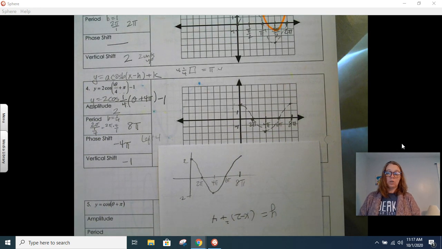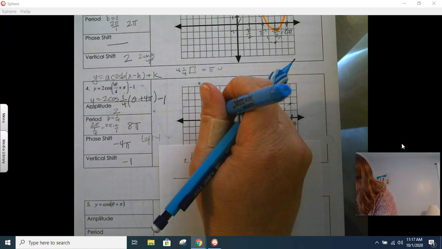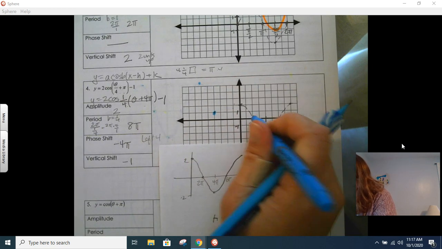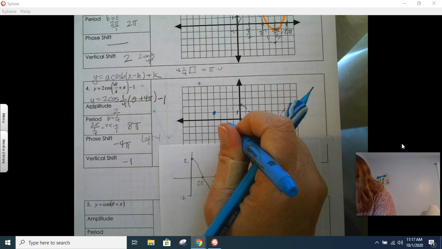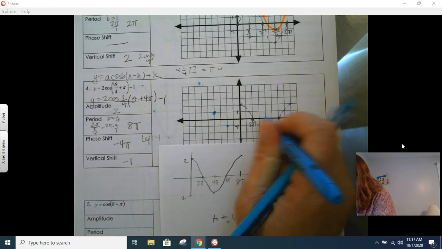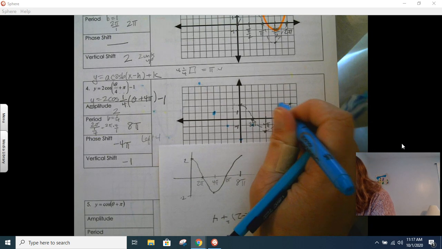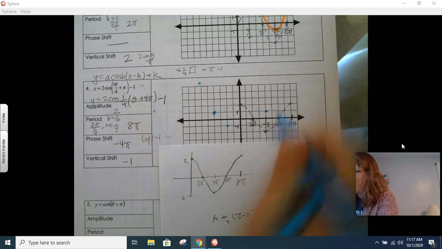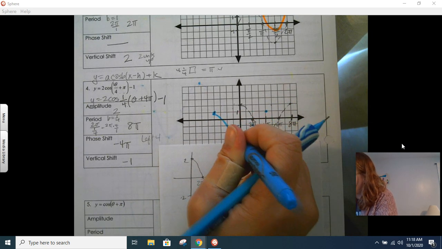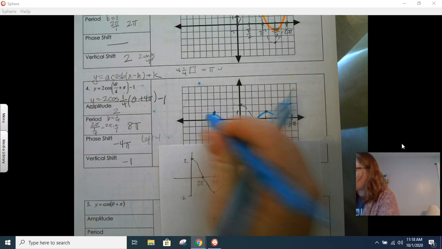Okay, now I need to take each of those 5 points and shift them to the left 4 and down 1. Okay, so I'm going to go 1, 2, 3, 4, and I'm going to go down 1. And then this one's going to go 4 to the left, down 1, 4 to the left, down 1. So I'm doing that for all these. 4 to the left, and down 1, and then 1, 2, 3, 4 to the left, down 1. And then here is my graph, and you can see it still has the amplitude of 2, but it's been shifted.